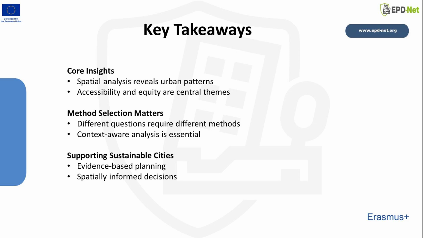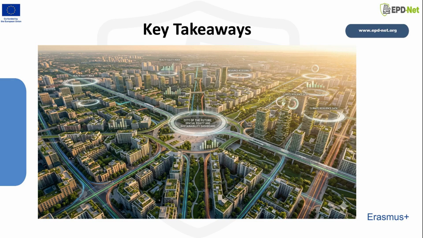This course demonstrated how spatial analysis methods can be used to understand urban patterns and support sustainable city planning. Accessibility, equity, and realistic representation of urban movement emerged as central themes. Selecting the appropriate analytical method is critical. Different urban questions require different approaches, and analysis must always consider local context and data limitations. By applying spatial analysis responsibly, cities can support evidence-based planning and make decisions that contribute to long-term sustainability and resilience.